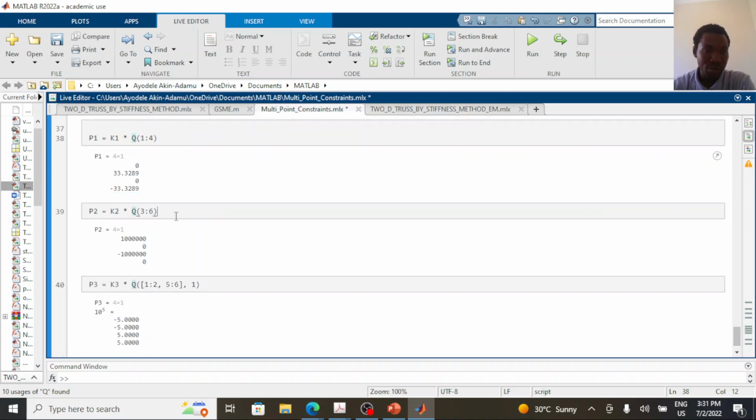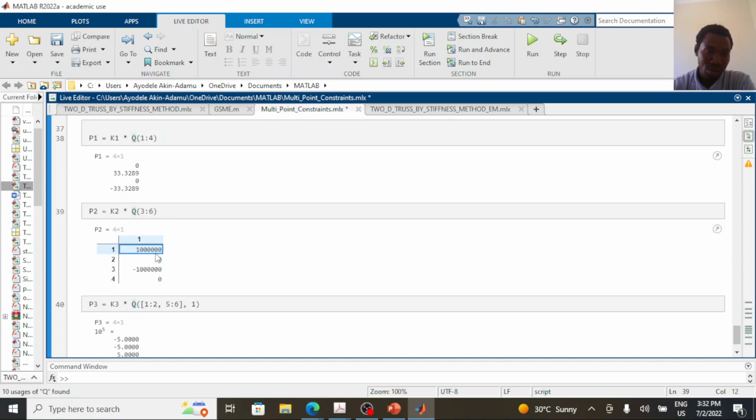The same thing for element 2, you do the same thing. K2 local stiffness matrix multiplied by Q 3 column 6. 3 column 6 are the displacement vector related to that element. So if you run this, you get this value. So 1,000. This is displacement quantity at node 2 in the x and y direction respectively, while this is displacement quantity at node 3 in the x and y direction respectively too.